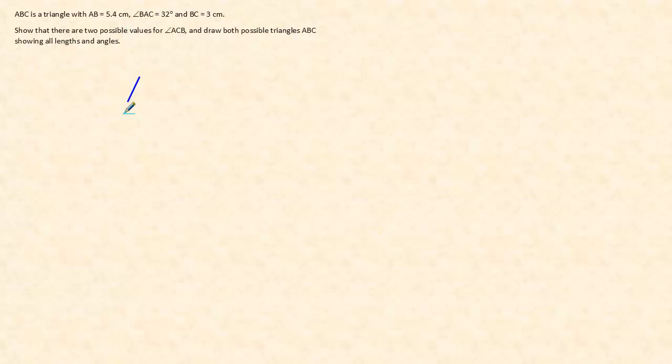I think a sketch might help here. It doesn't matter whether it's in any way accurate or not. So if I say that this is A, B, C, this side is 5.4, BC is 3, angle ACB is this one, that's what we're trying to find. BAC is this one here, and that's 32 degrees.